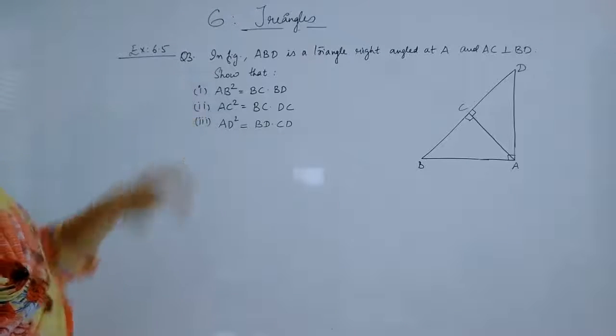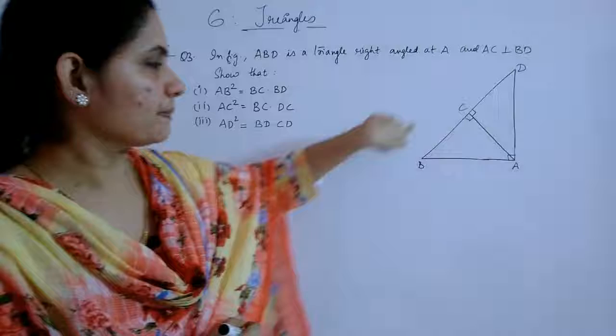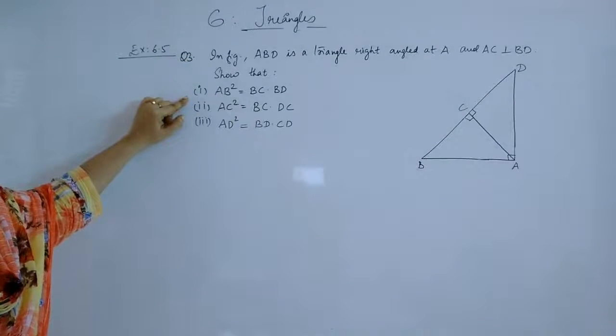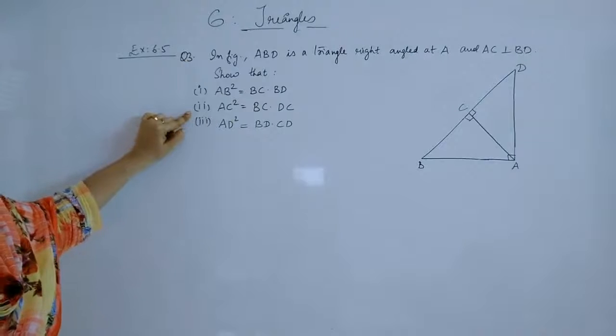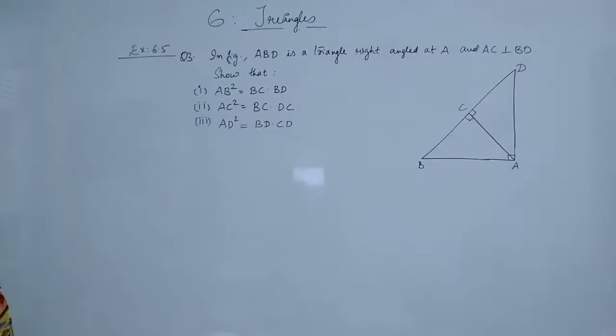Question number 3 is, in the figure ABD is a triangle right angled at A and AC is perpendicular to BD. Show that first subdivision, AB square is equal to BC into BD, second one, AC square is equal to BC into DC, and third one, AD square is equal to BD into CD.